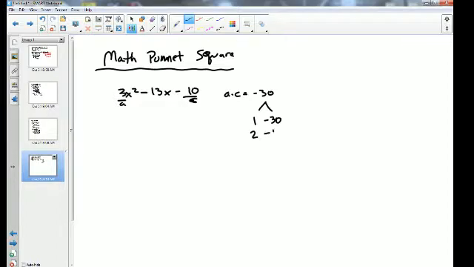2 and negative 15. 3 and negative 10. 5 and negative 6, right? Which of those adds up to negative 13? 2 and negative 15. Yep, there's our pair. Okay, so these two right here are what we're going to use, 2 and negative 15. Now we get to make our square.